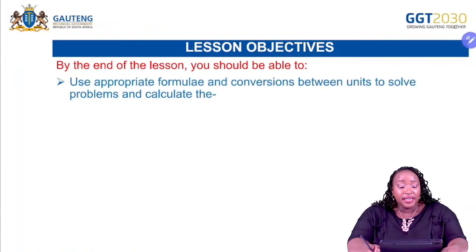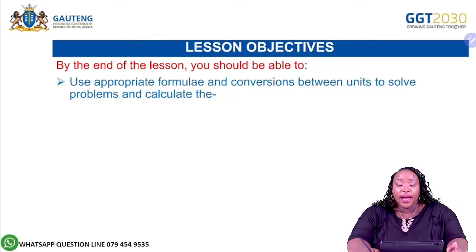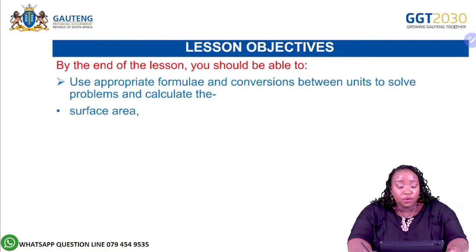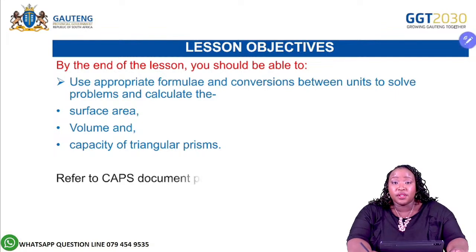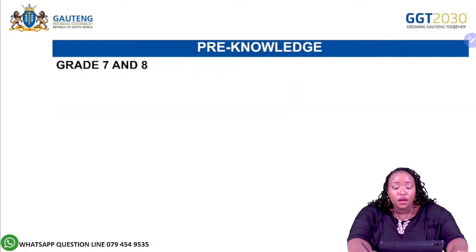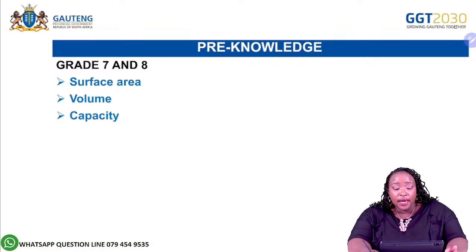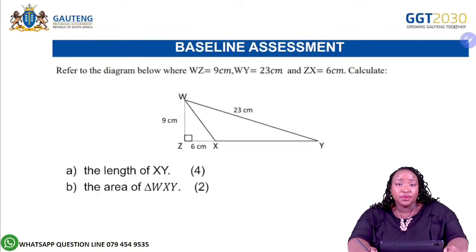Now, the lesson objectives: by the end of this lesson, you should be able to use appropriate formulae and conversions between units to solve problems, and you should be able to calculate the surface area, the volume, and capacity of triangular prisms. Your pre-knowledge will include your surface area, volume, capacity, and also your properties of 3D objects, and you should also be able to identify the different types of 3D objects.